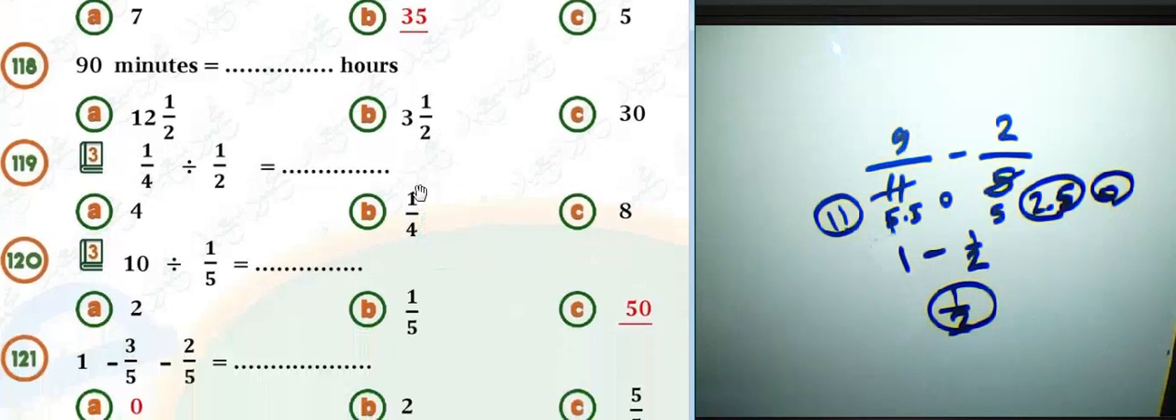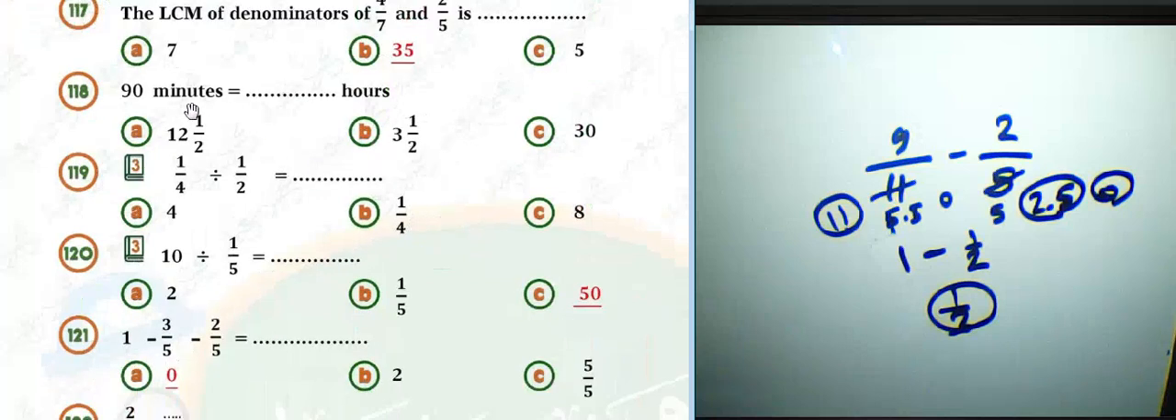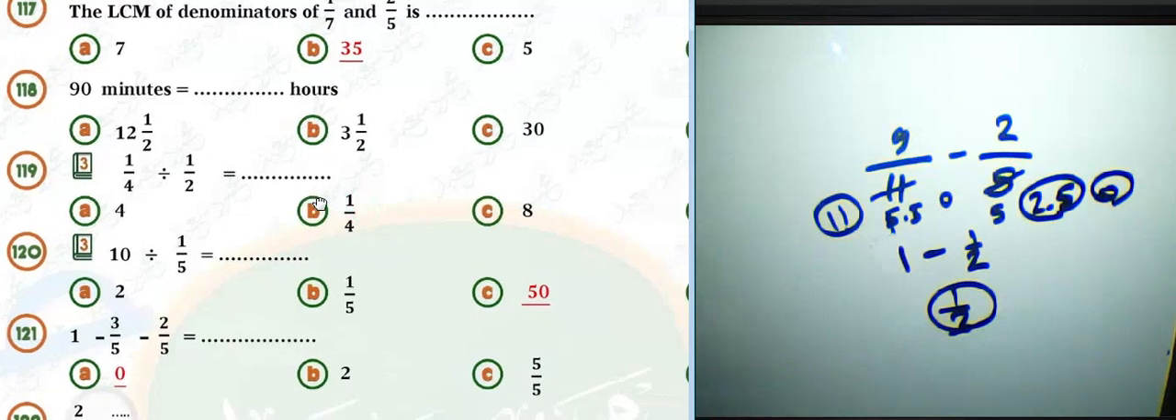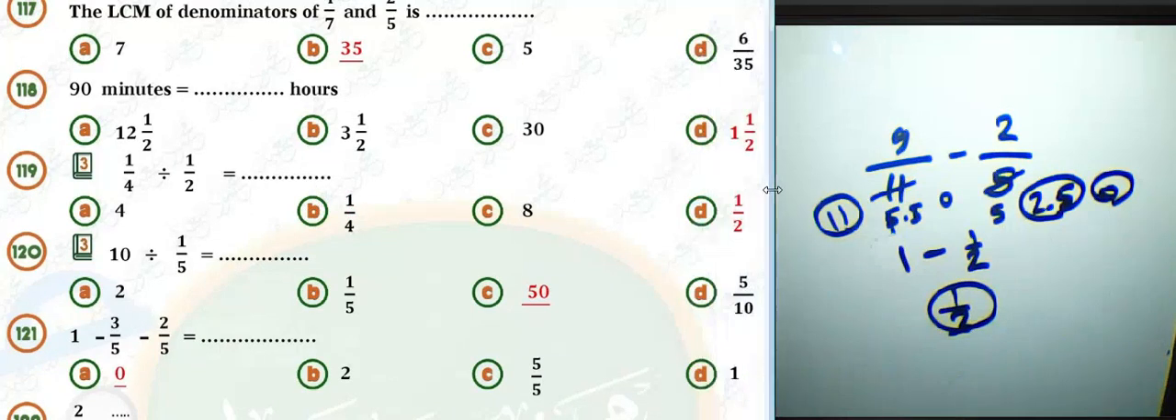90 minutes equals what in hours? We can convert from minutes to hours by dividing by 60. Or you can think about this example, it's very easy. Because 1 hour equals 60 minutes, and the difference will be 30. 30 over 60 will be half. So 90 minutes equals 1.5 hours.